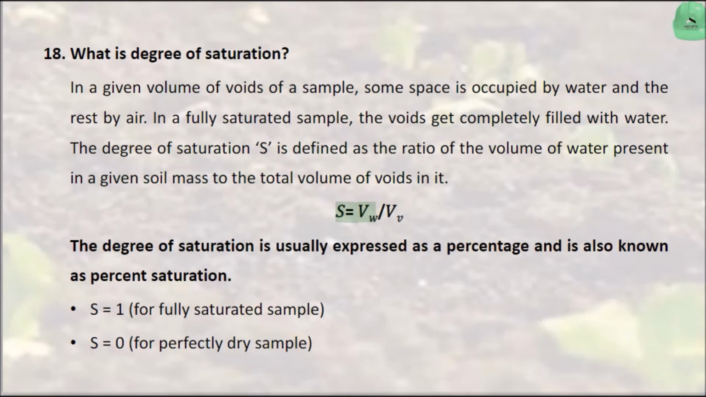S equals Vw / Vv. The degree of saturation is usually expressed as a percentage and is also known as percent saturation. S equals 1 for a fully saturated sample. S equals 0 for a perfectly dry sample.